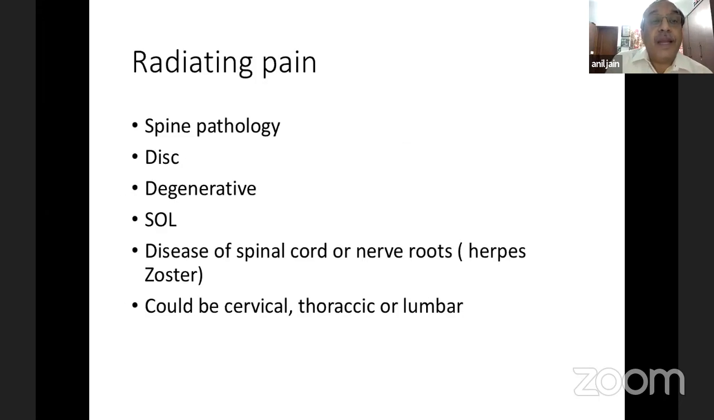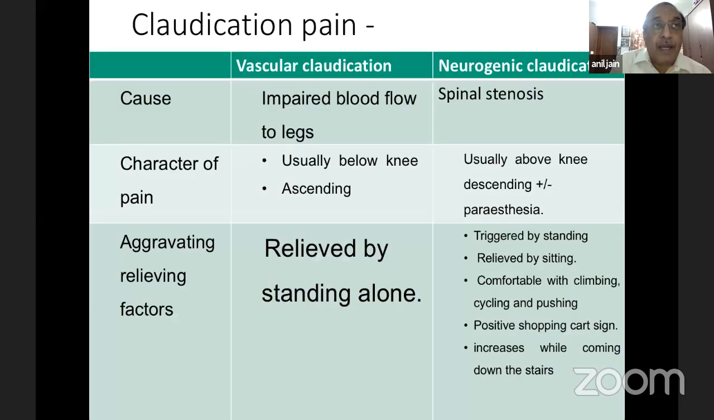Now, radiating pain could be because of spine-related issues, maybe disc degeneration, a space-occupying lesion, or spinal cord and nerve root-related issues. Depending on cervical, thoracic, or lumbar involvement, it could be of any location. Now, one is claudication pain, which appears on walking and is relieved with rest. These are of two types: vascular claudication and neurogenic claudication.